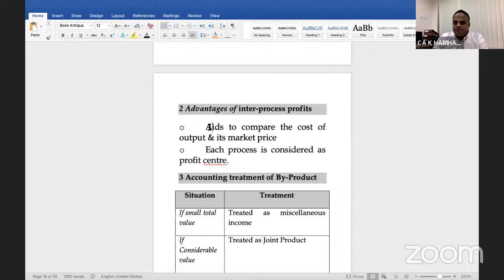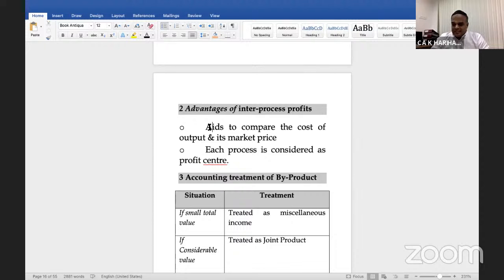No, not correct. Not the place. Place is not the cost center here. No, Nidhi, no. Okay, you are talking about cost unit. I'm talking cost center.